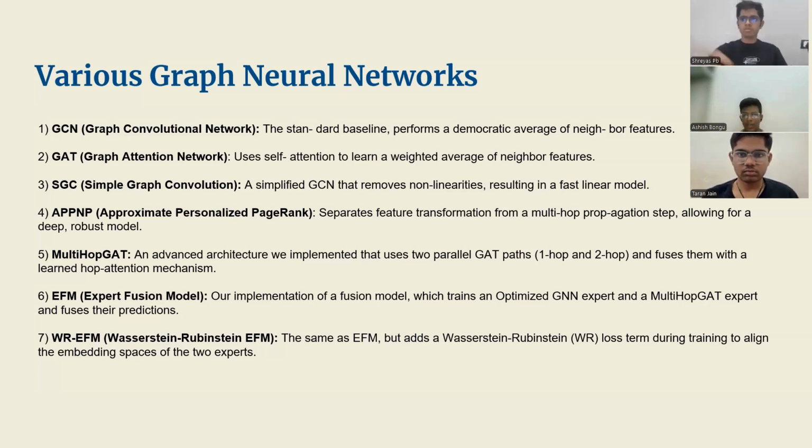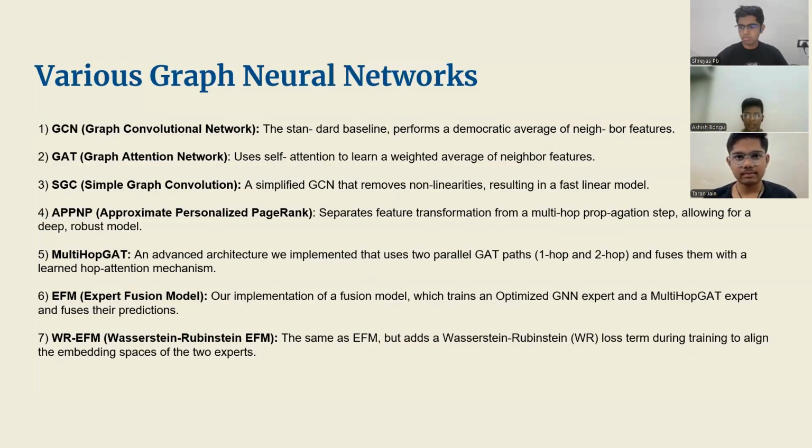And coming to the third one, the simple graph convolution. This simple graph convolution argues that GCNs are too complex. It first blurs all these abstracts together by averaging neighbors. After this one-time blurring process, it runs a very simple and fast linear model like a logistic regression on these smooth features to predict the categories.